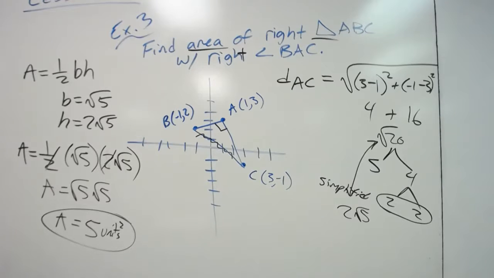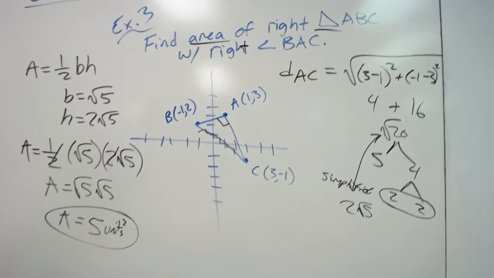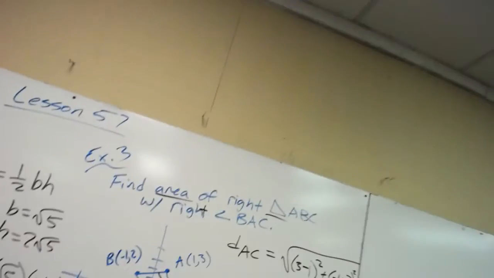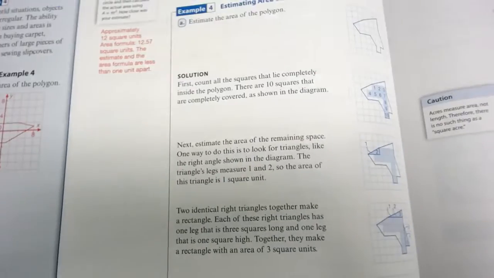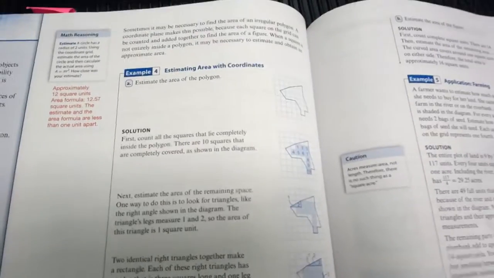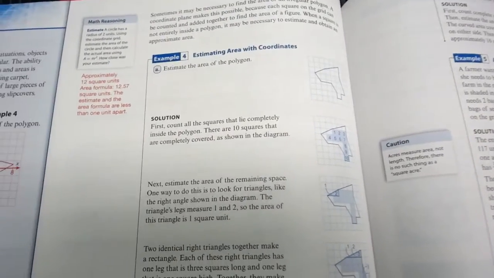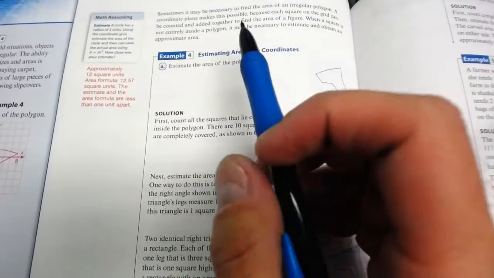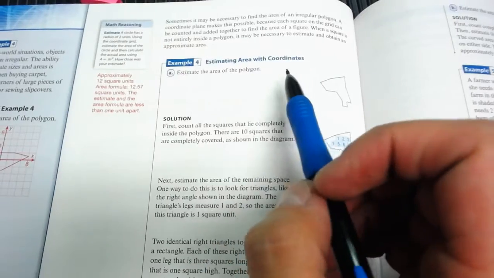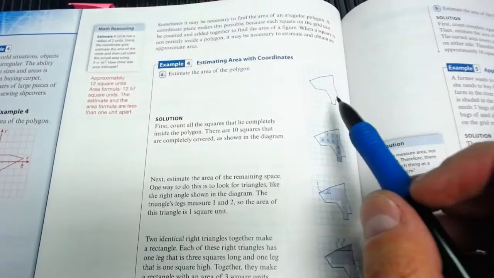Now I do want to show you one other thing that the lesson has. It's probably going to be easier to follow in your book on lesson, for example 4, page 376. We're going to look here at the book. Let me try to get it to where you can see. Hopefully this works well. It says estimate area with coordinates. And then it gives us our figure here.